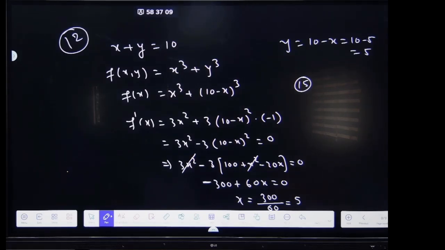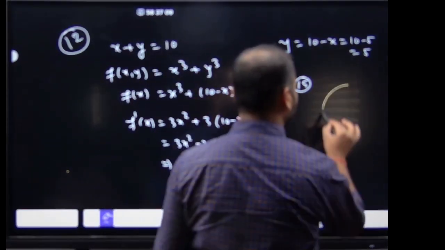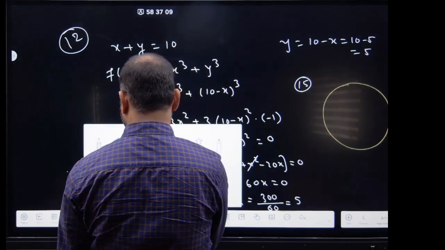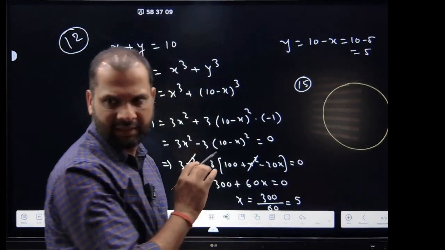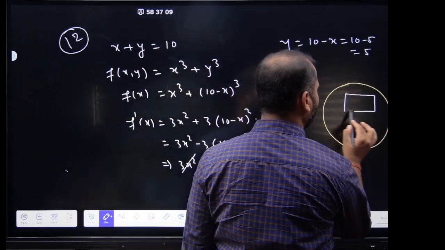15th, 16th. The maximum area of a rectangle that can be inscribed in a circle of radius 2 unit. So what is given to you? It is given that one circle is there, right? So let this be the circle. They are saying maximum rectangle or square? Square, I think, correct? Rectangle. Maximum rectangle you can fit. Let this be the rectangle, yes.